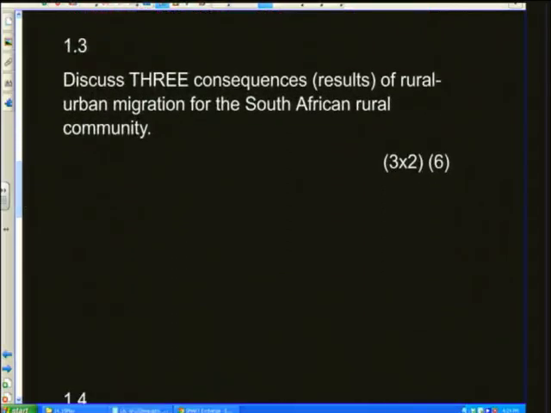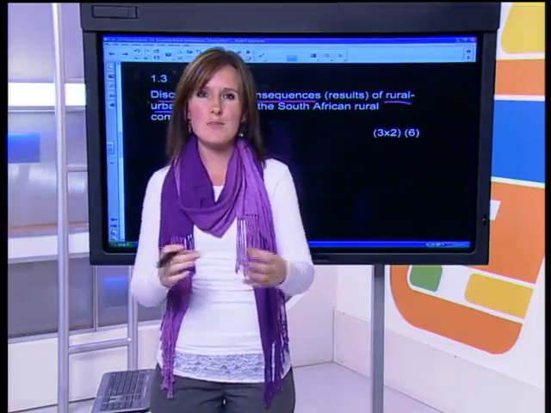Right, now we have to discuss 3 consequences or results of rural-urban migration for this rural community. So in your diagram that showed that cycle of rural decay, they've mentioned a few things like the old people get left behind, the land becomes less productive. But when they say discuss the effects or results, you actually need to write a sentence to explain it, you know what is meant by those terms. Okay, let's put a couple of things down.